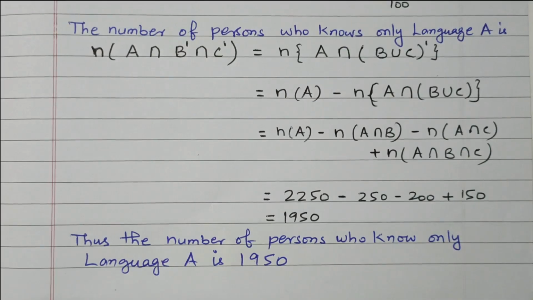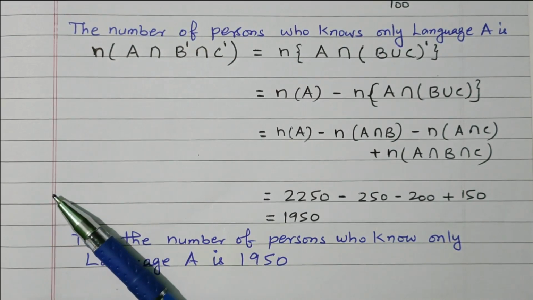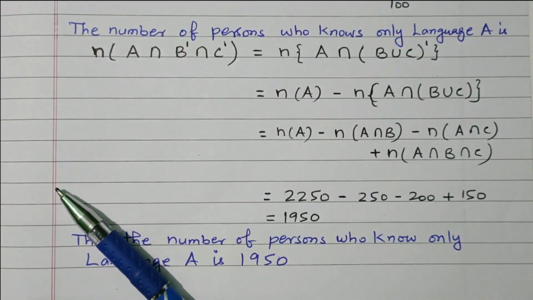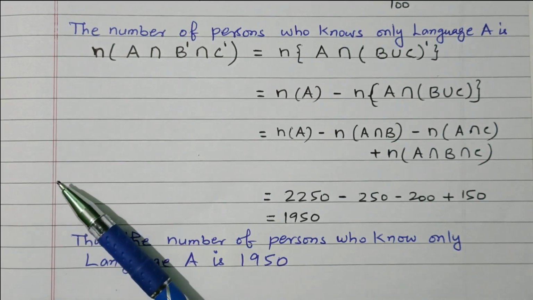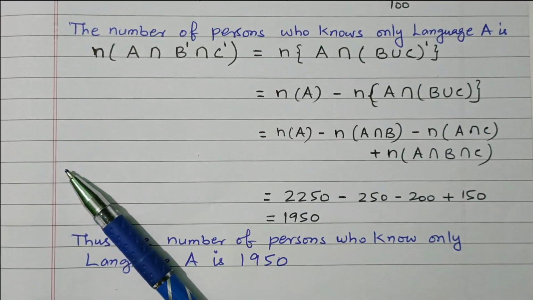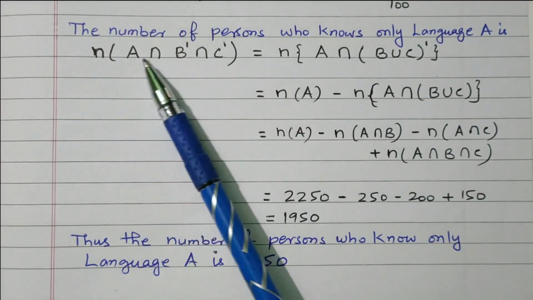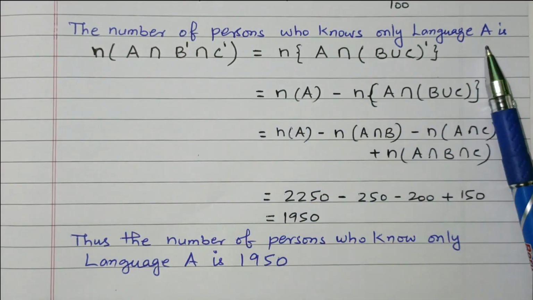So now we calculated the number of person. For the given percentages, we calculate the number of person only language A, language B, language C, A and B, B and C, A and C as well as ABC. All three languages, all are calculated. So the question is the number of person who knows only language A. What we need is only language A. They don't know language B and C.